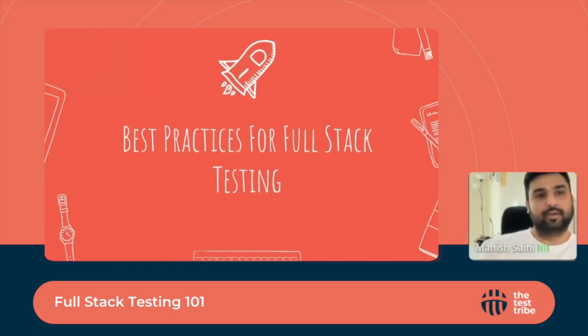Okay, so now we will talk about some best practices of full stack testing which need to be considered in our testing teams, and these will also help us to cater to those challenges which were discussed previously.